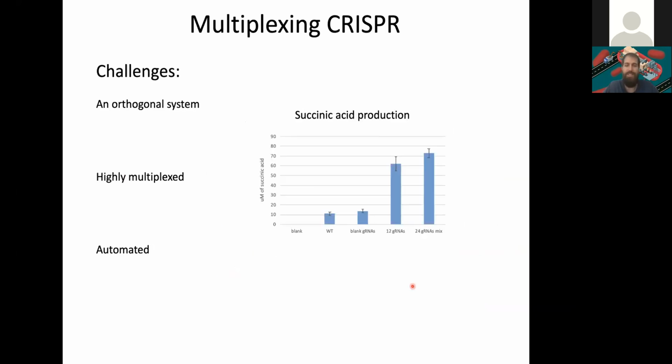And we tested this for an example like succinic acid production, and we found that expressing 12 or 24 guide RNAs in one single transformation allowed us to multiply the production of this compound by 7 times.